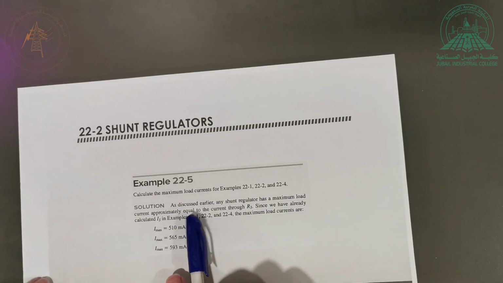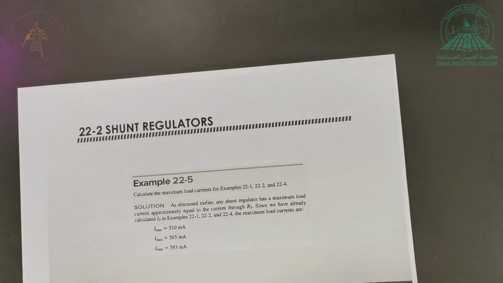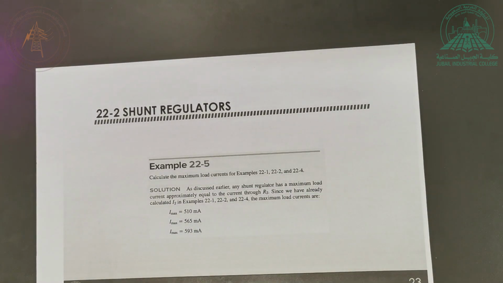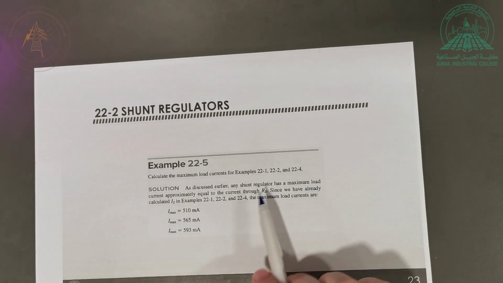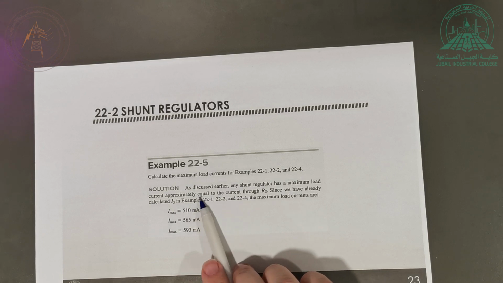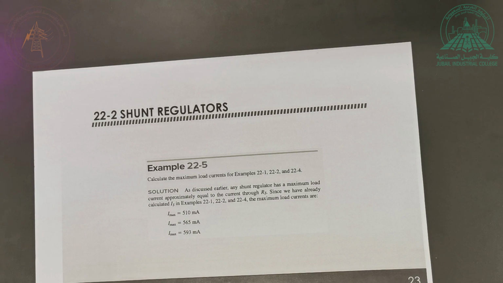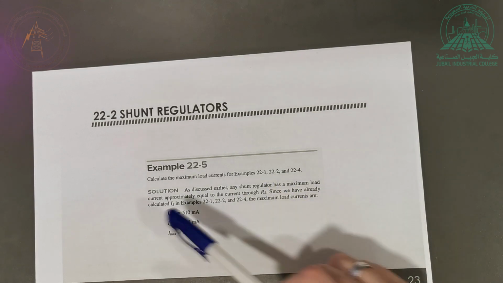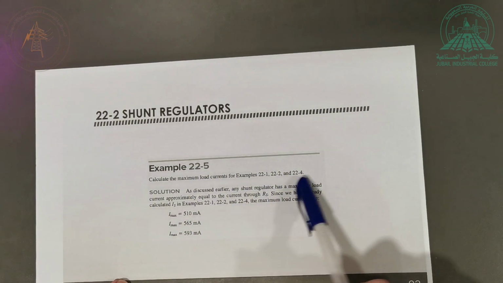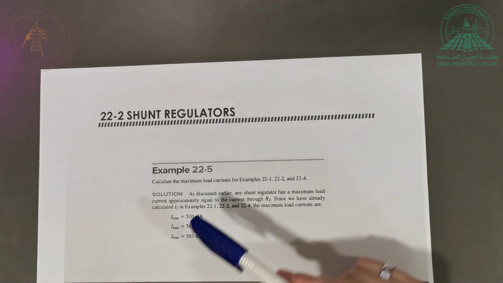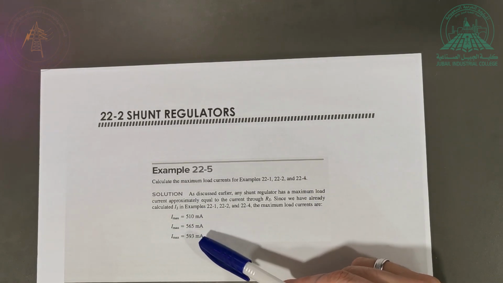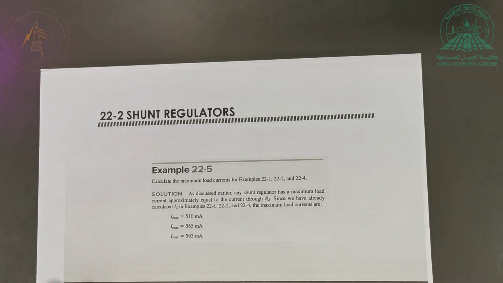To calculate the maximum load currents in the previous examples, you can see that as we have discussed with these shunt regulators, the maximum load current is approximately equal to the current through RS, right? So this is going to be the worst case scenario, and IS in these examples that we solved throughout this lecture is 510, 565, and 593 milliampere.